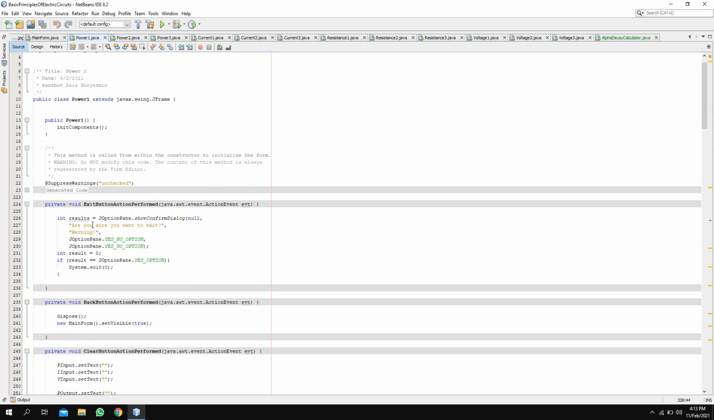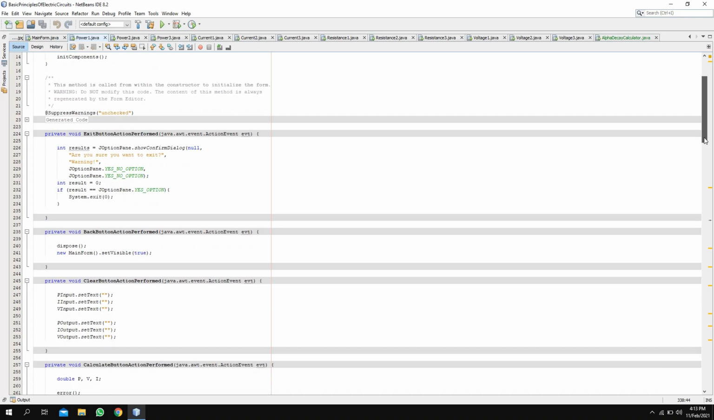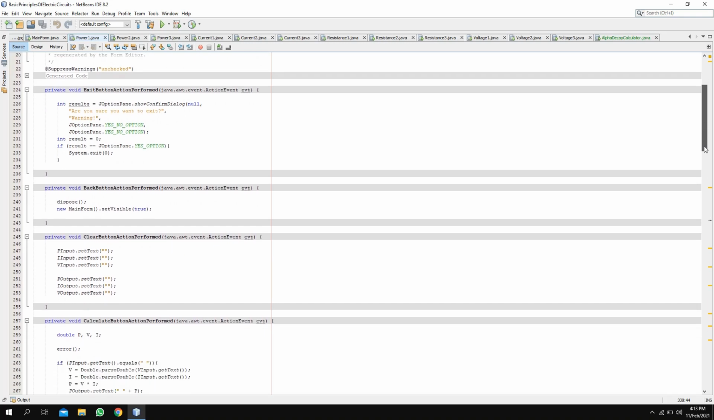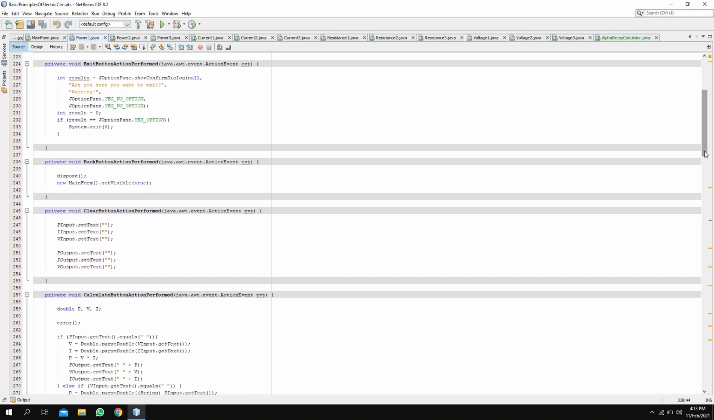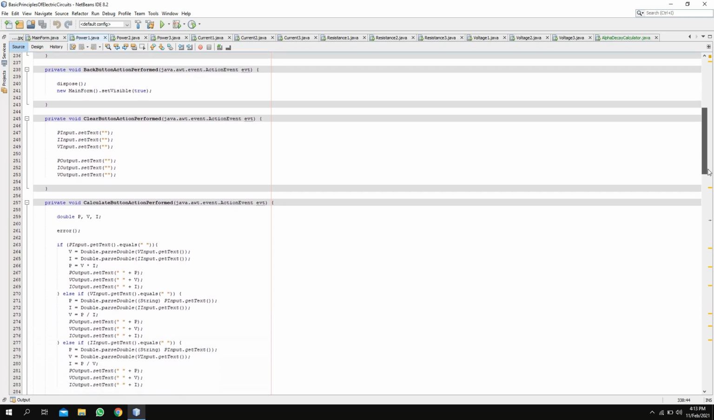For the exit button, I use the integer result. So as you can see, it asks 'Are you sure you want to exit', which is the warning dialog. And for the back button, I use dispose, where when you click the back button, it will go back to the main form. And the clear button is setText. The only difference between the two of them is just the P, I, V.